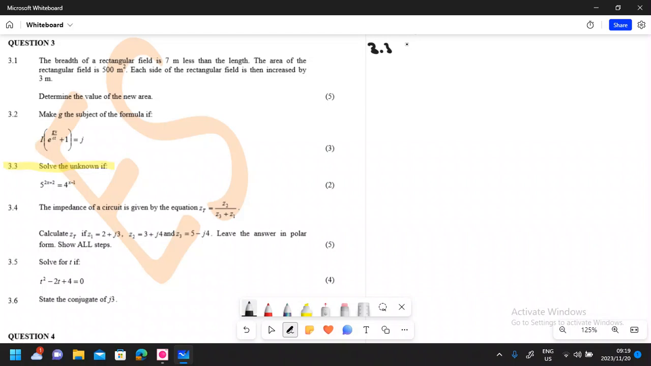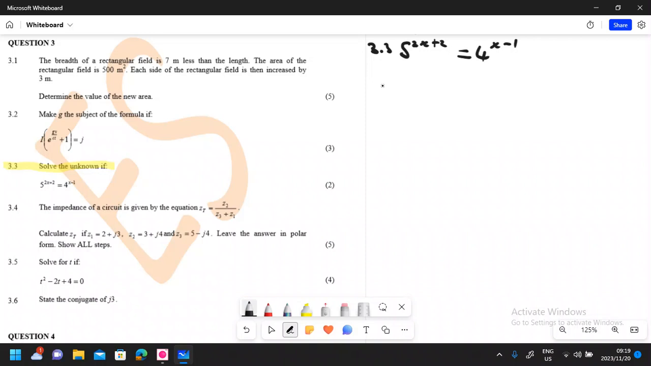So it's going to be 5 to the power of 2x plus 2. This is the exponent, by the way. This is equal to 4 to the power of x minus 1. Look guys, it would have been easier if the bases were the same. We would not need to introduce any logs or natural logs, but since the bases are not the same, it's time for us to introduce the natural log. So let's introduce the natural log on both sides.